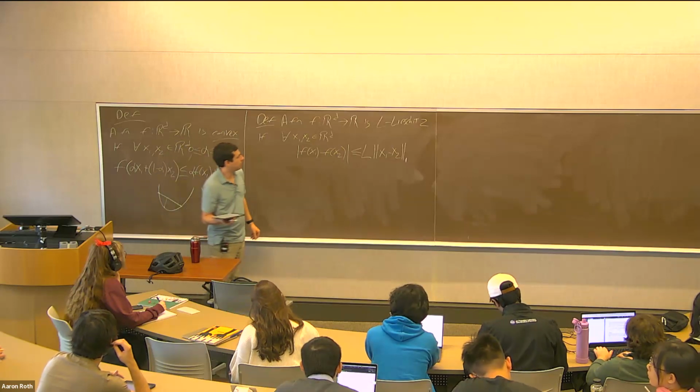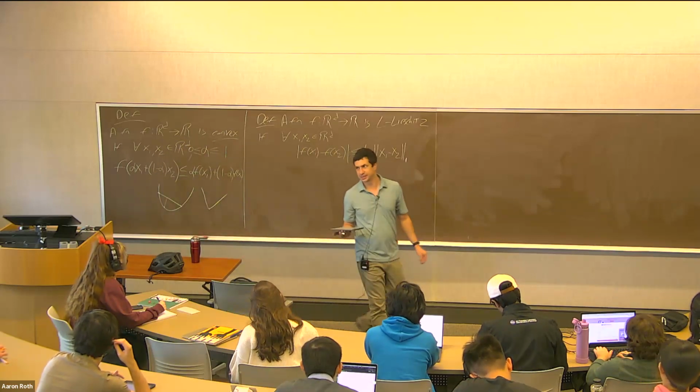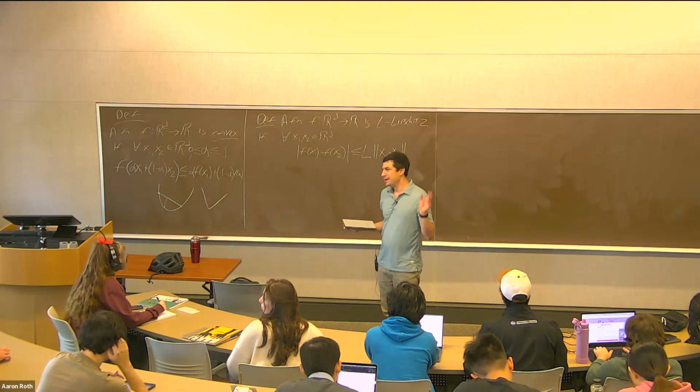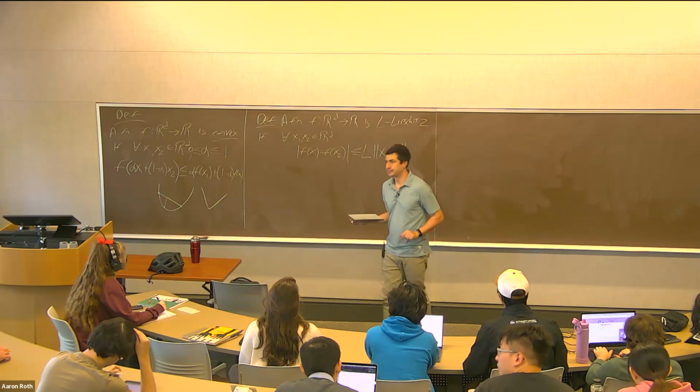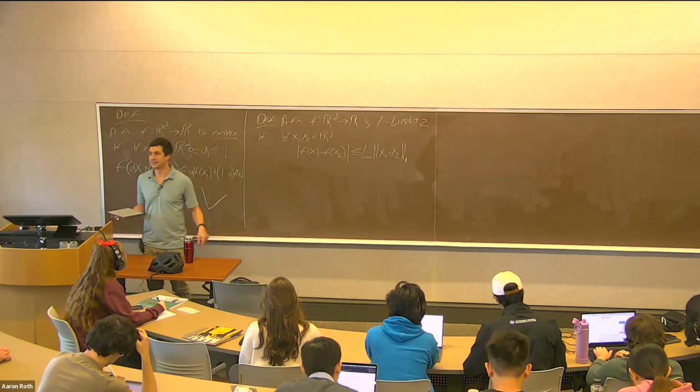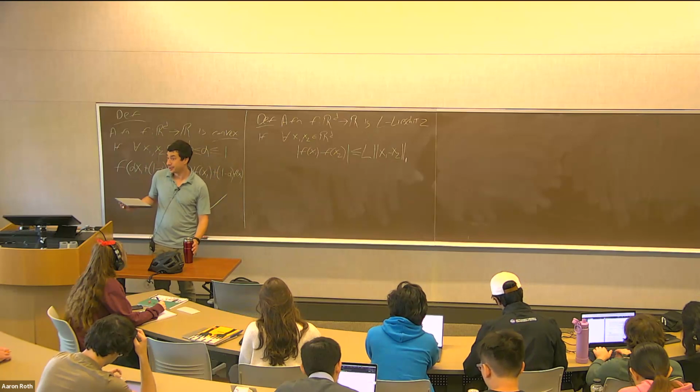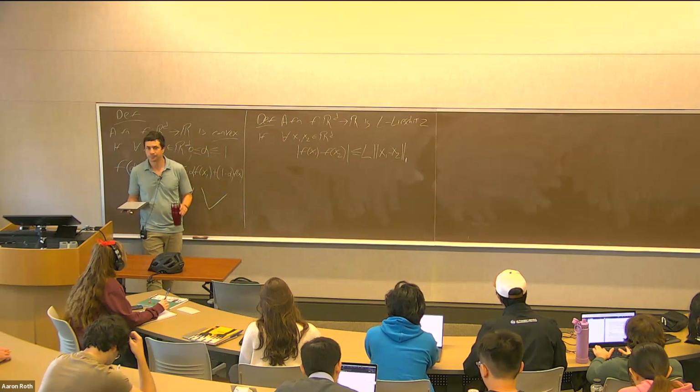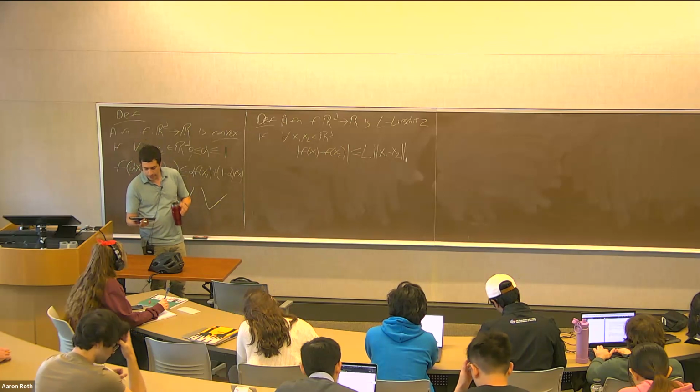The L1 norm is like Manhattan distance. So you sum up over all of the coordinates the absolute value of that coordinate. And then the L2 norm is Euclidean distance. And in general, you can have Lp norms for any p. Okay.